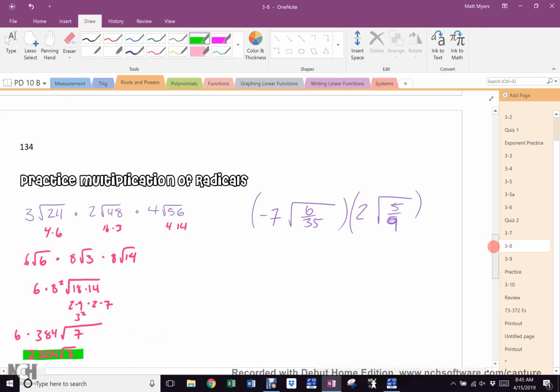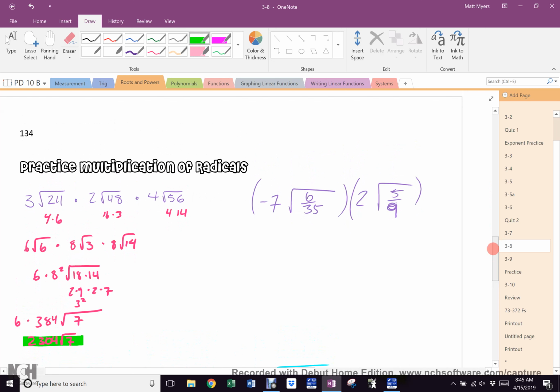Everybody cool with the first one? Numbers are just big, right? Don't change our rules. Just do our multiplying. If you have trouble multiplying 6 times 384 in your head, where do you go? To your calculator. Easy peasy, right? Now, what is it about the second example that freaks you out? Fractions. But it's nothing worth freaking out about, is it?